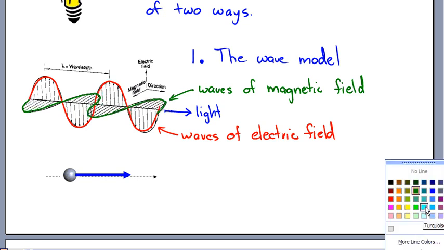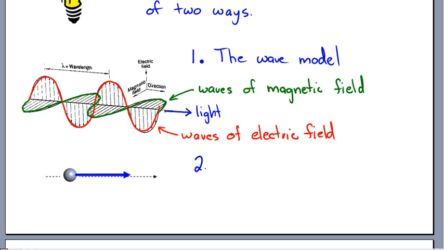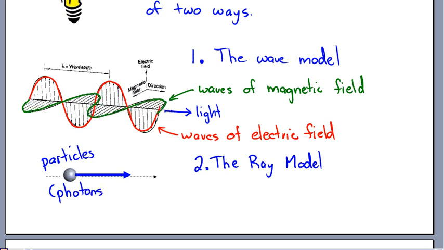The other option is to talk about the particle model. I'm actually going to call it the ray model. So in the ray model, you've actually got these particles of light. They're called photons, and they're traveling across the room, following a path, a trajectory. And that trajectory that I've got there in the dotted line, that's what we call a ray. So a ray is really nothing more than just a line that the photons follow.